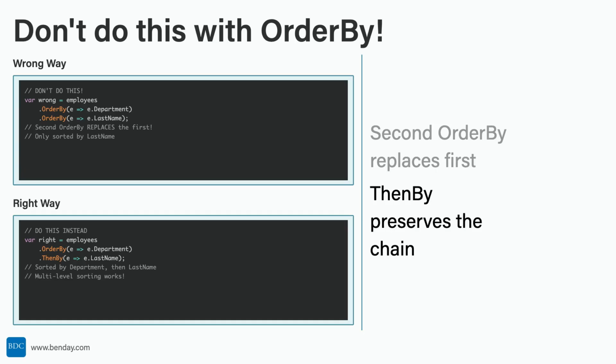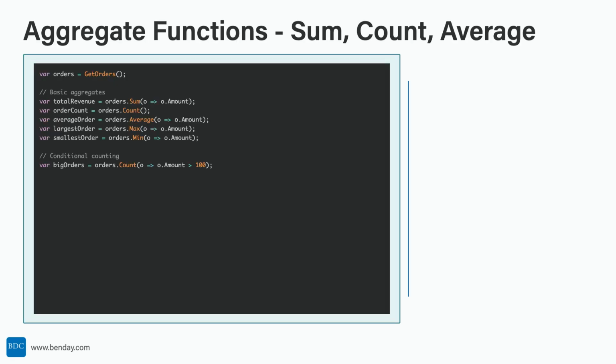ThenBy says, within the existing order, sort by this next. It respects what came before and adds to it. This is what you actually want. This mistake is so common I've seen it in production code at multiple companies. Now you know what to look for.